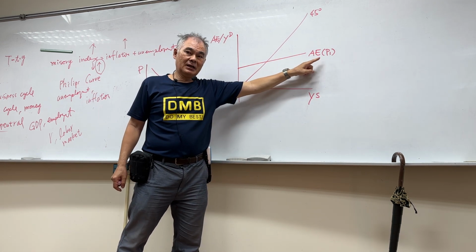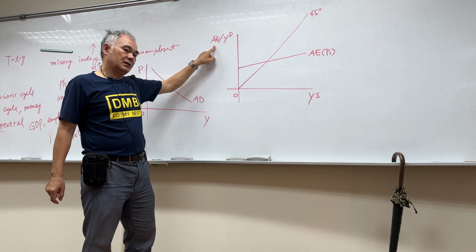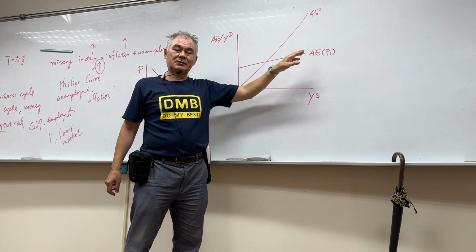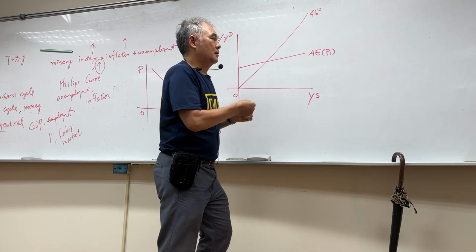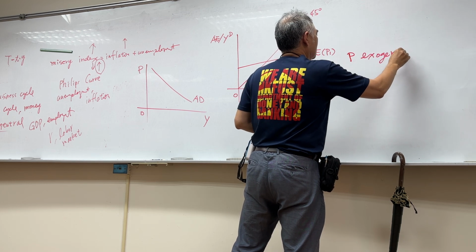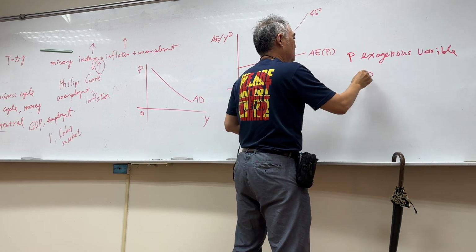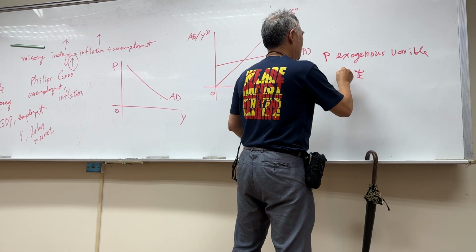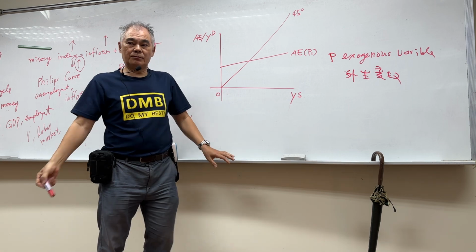P is the price level. Here you have YS, here you have AE or YD. So what does that mean? That means price is an exogenous variable. Price is an exogenous variable. In Mandarin, it is called 外生变数.